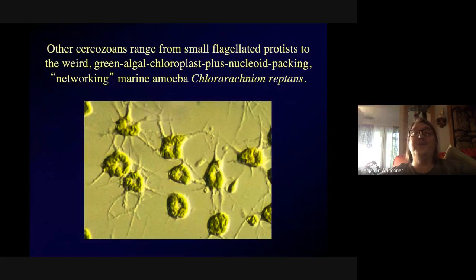And then other cercozoans range from tiny flagellated protists to this really weird thing that's actually got the remains of green eukaryotic algae embedded in its own tissues. So it's got a symbiont with symbionts inside it, and it grows like this weird network of cells. It's called Chlorarachnion reptans, and it's really strange, and nobody knows anything about it, but it's an example of cercozoan diversity right there, and that's all I'm going to say about it. For the record, for the exams, you're not going to need to know genera.